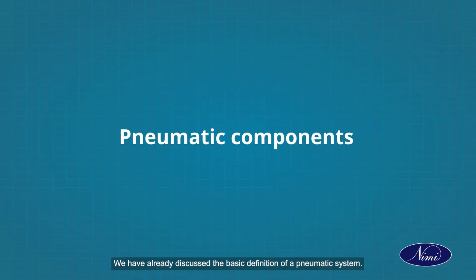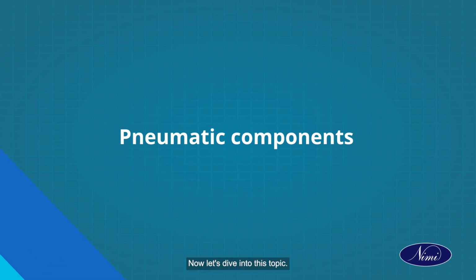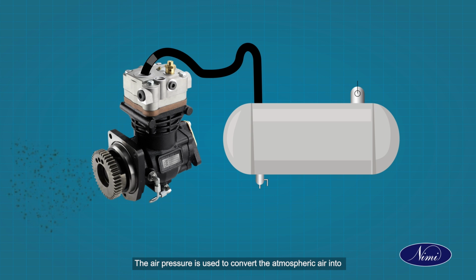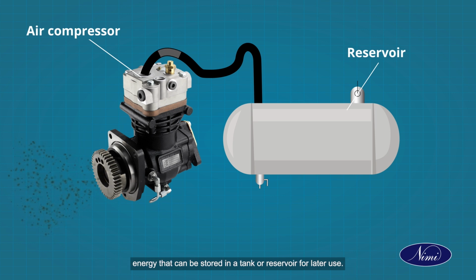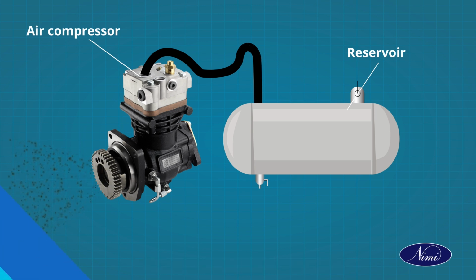We have already discussed the basic definition of a pneumatic system. Now let's dive into this topic. The air compressor is used to convert the atmospheric air into compressed air by forcing the atmospheric air under pressure to create potential energy that can be stored in a tank or reservoir for later use.